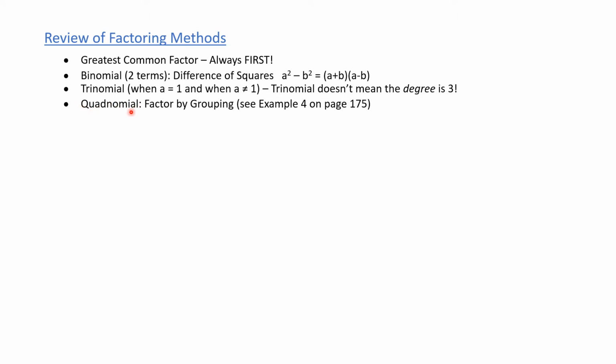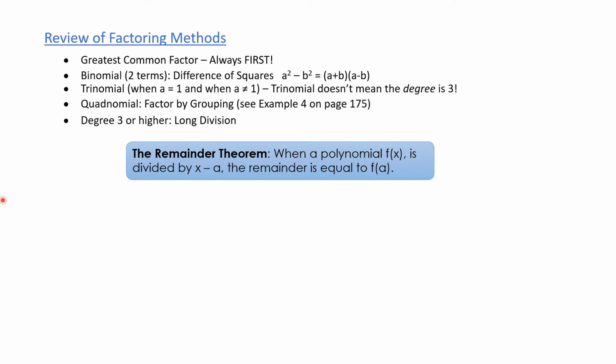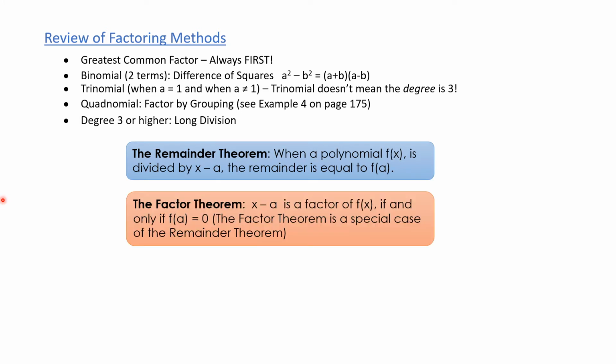We don't use that phrase very often, but sometimes we can do factor by grouping, and there's an example of that in your textbook. But often once we get to something higher than a degree of 3, we need to go to long division. So it doesn't matter if it's a binomial or a trinomial, if the degree is 3 or higher, if it's not a quadratic, then we have to use long division. So we've got some theorems today. We're going to talk about the Remainder Theorem and the Factor Theorem. I'm just showing them to you here, but they're going to come up again in our lesson.